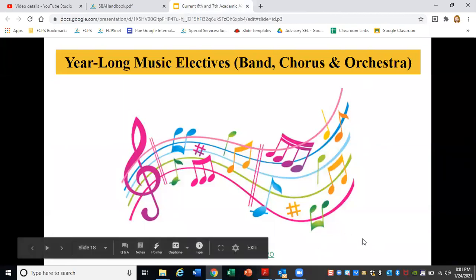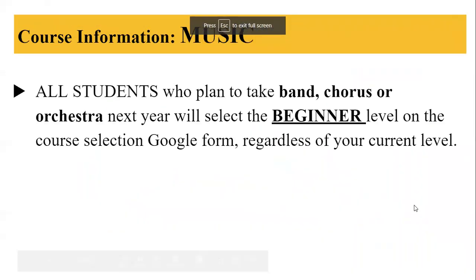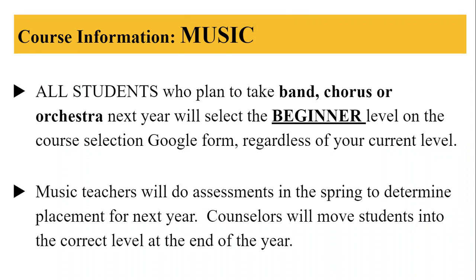Okay, so those were our teachers for band, chorus, and orchestra. If you are interested in taking any of these classes, you will select the beginner level, which will be listed on the Google form, regardless of how much experience you have. Once you're on that list, music teachers will work with your counselors to move you into the correct level class.